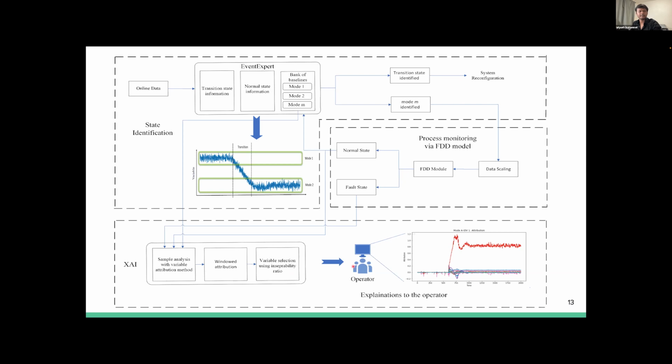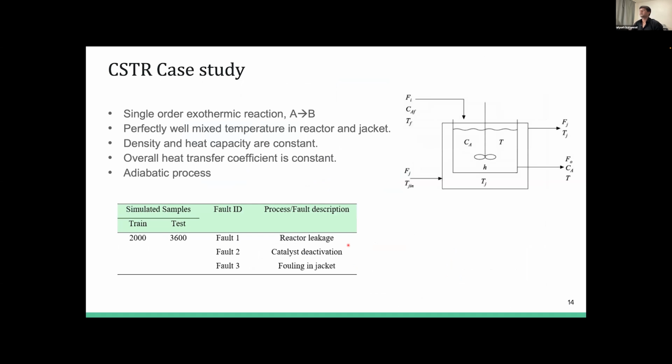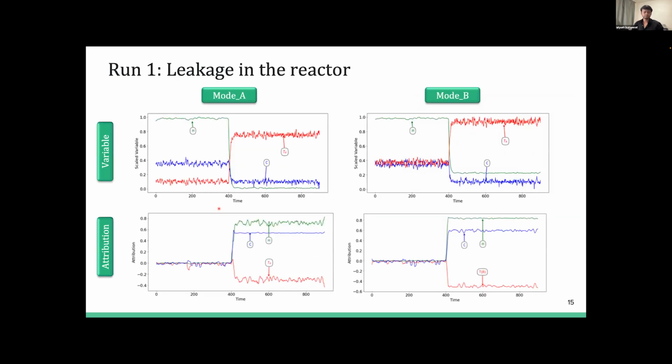So let us understand using a case study of a continuous stirred tank reactor. There is a single first-order exothermic reaction going on here, A to B. The assumptions are that there is perfectly mixed temperature in the reactor and jacket. The density, heat capacity, and overall heat transfer coefficient are constant, and the process is adiabatic. We have 3 faults introduced in this study: reactor leakage, catalyst deactivation, and fouling in the jacket. These are the number of simulated samples we use to train our feed-forward deep learning model. In the first one, we say that there is a leakage in the reactor.